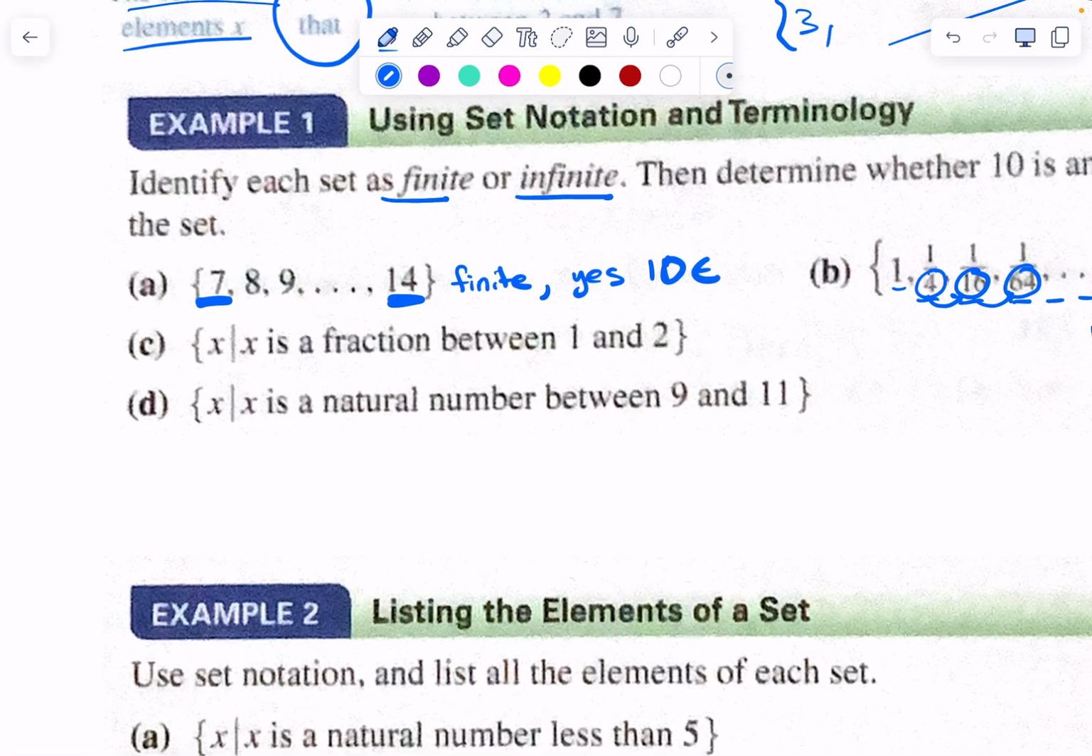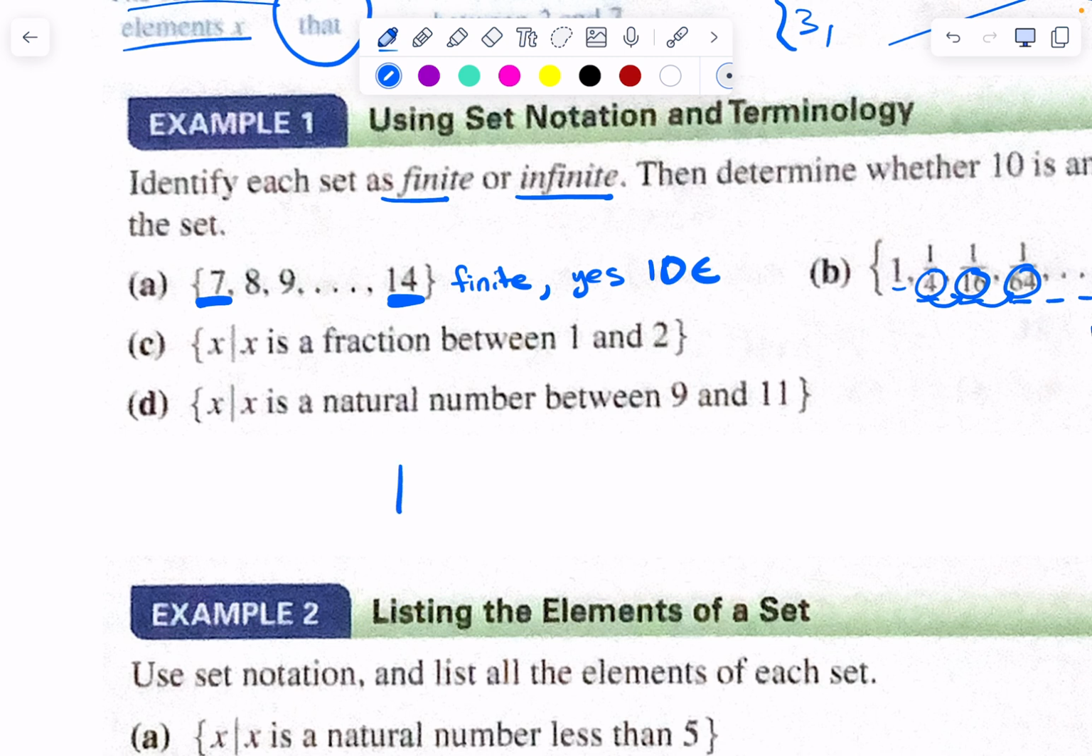Okay, x such that x is a fraction that is between 1 and 2. Well, there's an end, but there's a lot of fractions. So is it finite or is it infinite? It's finite because it has a beginning and ending. Kind of. But technically, there's an infinite number of fractions between 1 and 2, right?